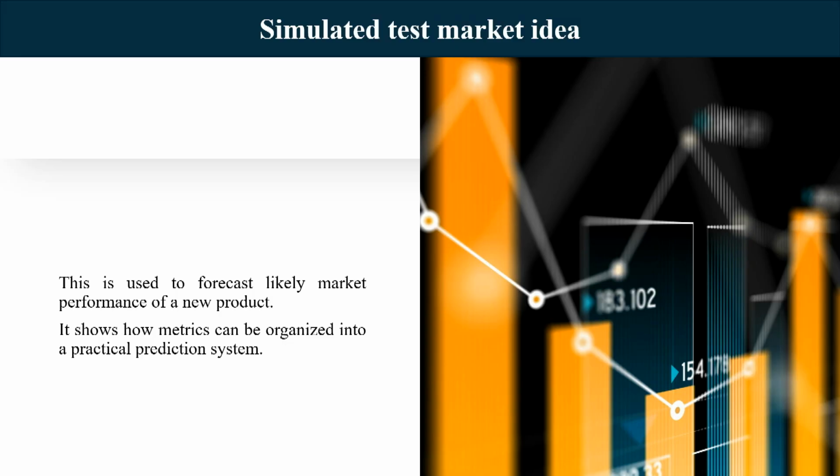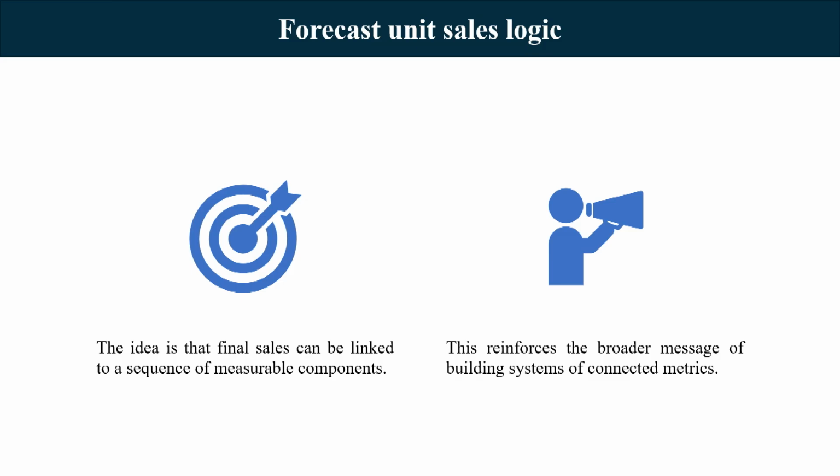It shows how metrics can be organized into a practical prediction system. Now, let us look into the forecast unit sales logic. The idea is that final sales can be linked to the sequence of measurable components: measurable components in terms of awareness, in terms of interest, in terms of product evaluation. This reinforces the broader message of building a system of connected metrics.